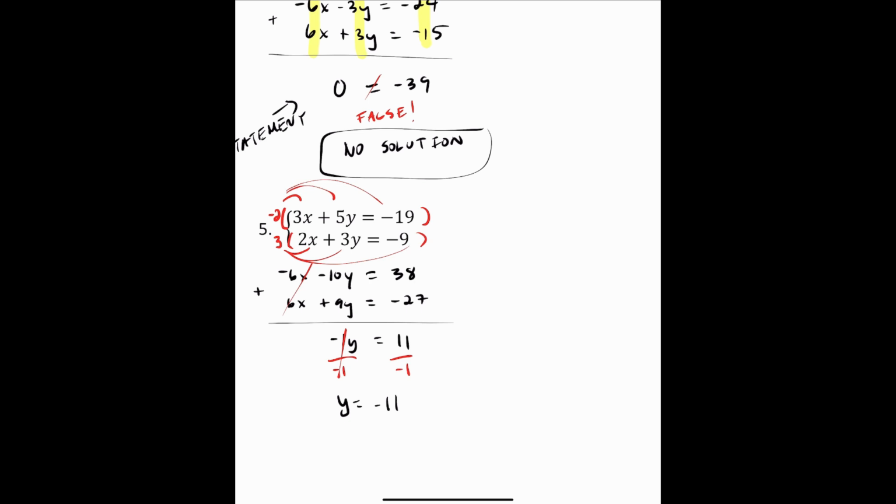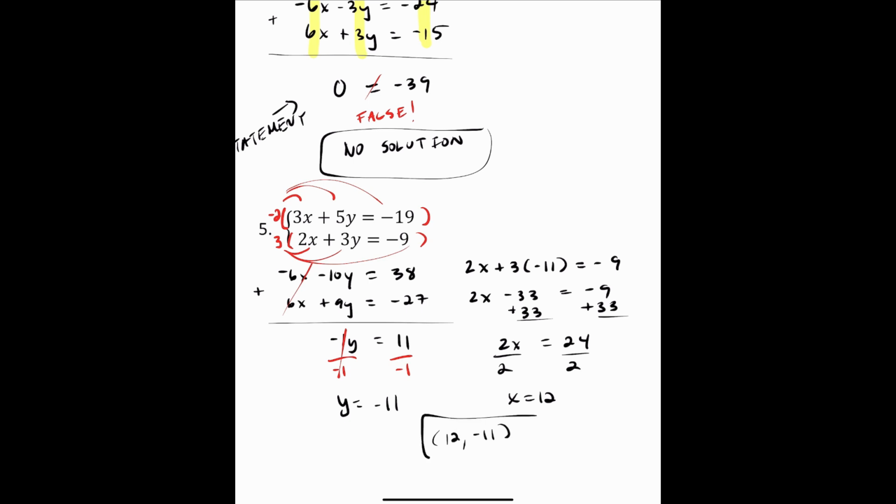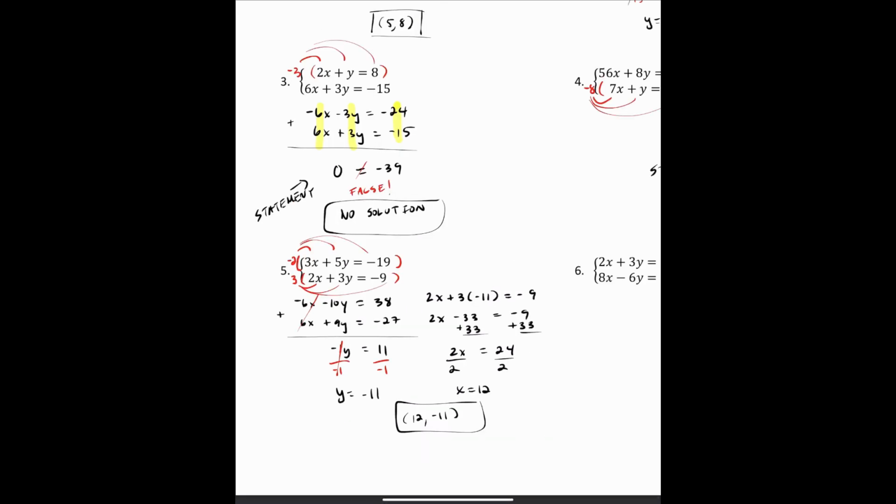So since I know that y is equal to negative 11, and I'm using the second equation, I have 2x plus 3 times negative 11 is equal to negative 9. So 2x, and then positive 3 times negative 11 is negative 33 equals negative 9. I'm going to add 33 to both sides. And that's going to give me 2x equals negative 9 plus 33 is 24. And then I will divide both sides by 2. So x equals 12. I know my x value and I know my y value. So 12, comma, negative 11. That is the solution to number 5.